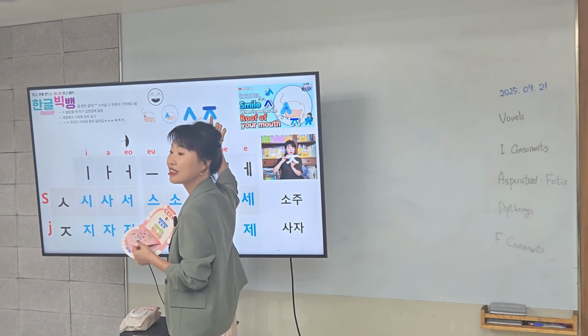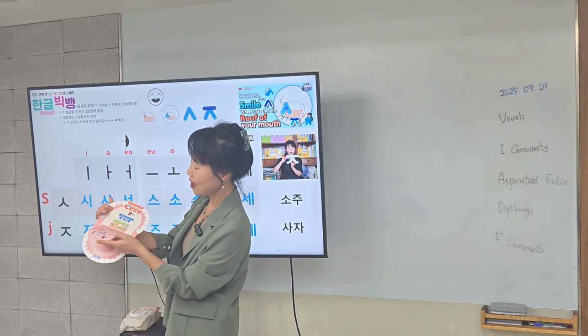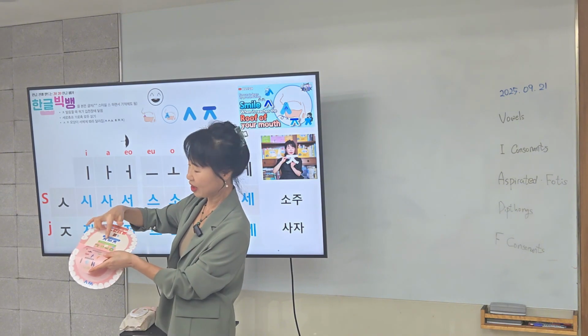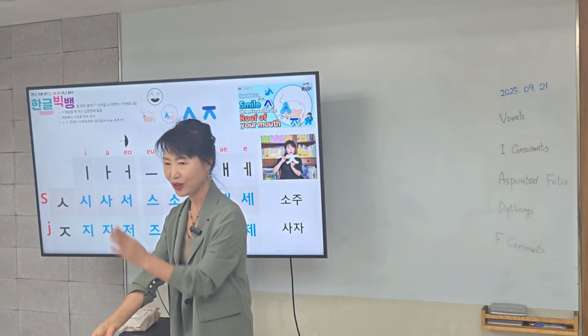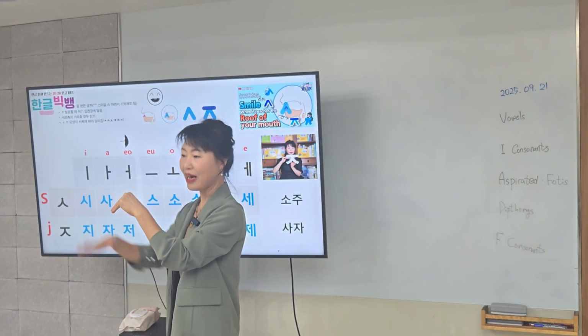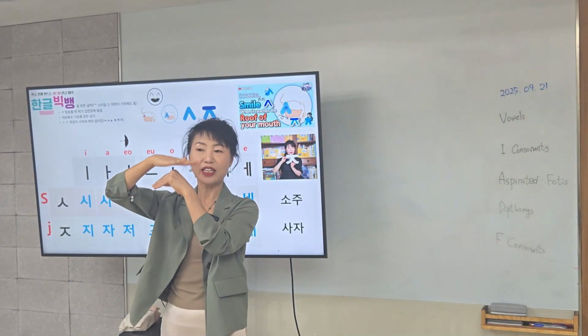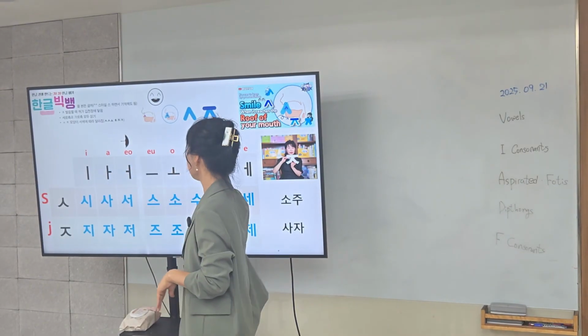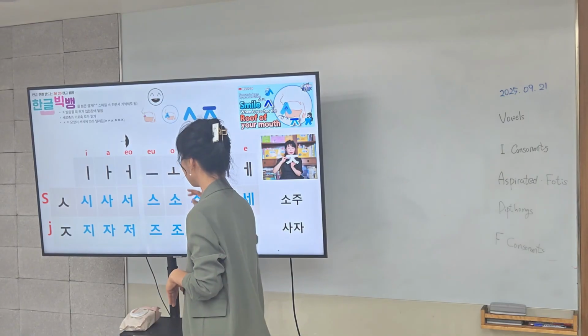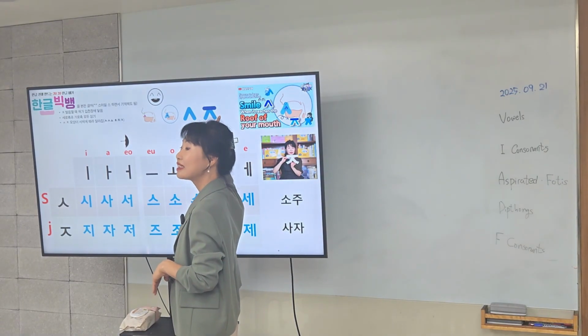But this is J. So when you pronounce J, your tongue touches your palate like this, J. So this is your tongue, and this is your palate. So it looks like the shape of J. Okay, so this is J.